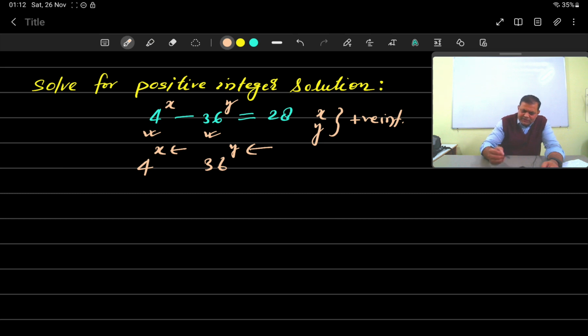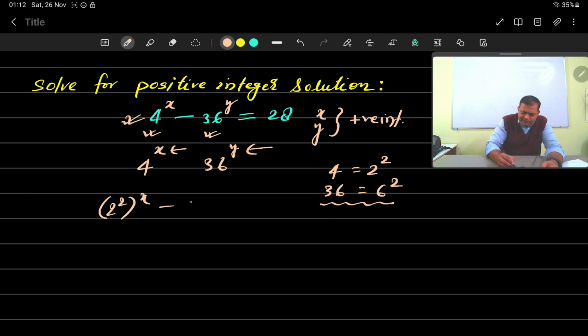Right? Of course, you know 4 can be written as 2 to the power 2, and 36 can be written as 6 to the power 2. So just insert the value of 4 and 36 in this equation, right? So here you can write (2 to the power 2) whole to the power x minus (6 to the power 2) whole to the power y, and this will become 28.